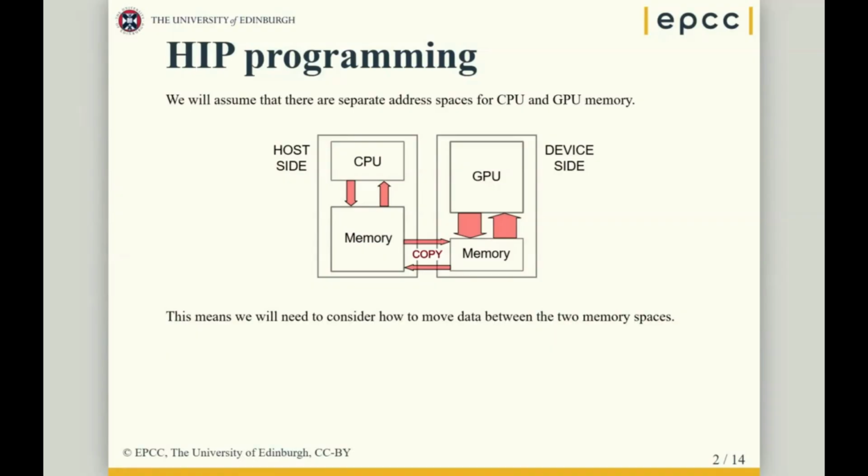We have to assume there are separate address spaces for CPU and GPU memory. Those of you who may have access to or experience with more modern GPU hardware, this may no longer be true. I might have an argument with you about whether that is really what's happening in terms of performance, but to give us the most general version of this model, we assume that they are separate memory spaces.